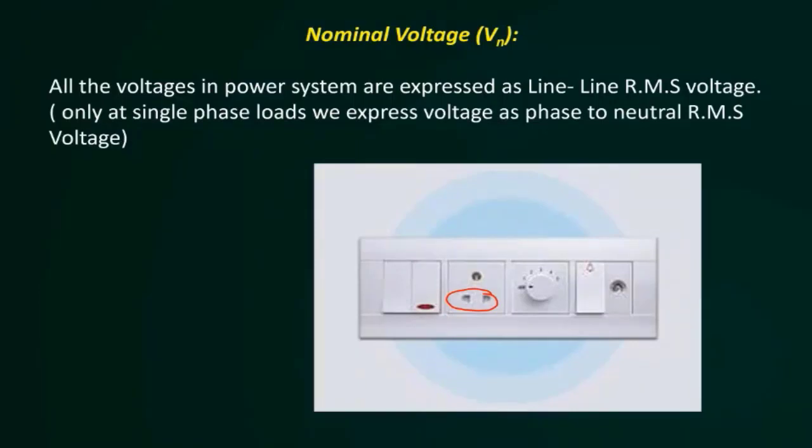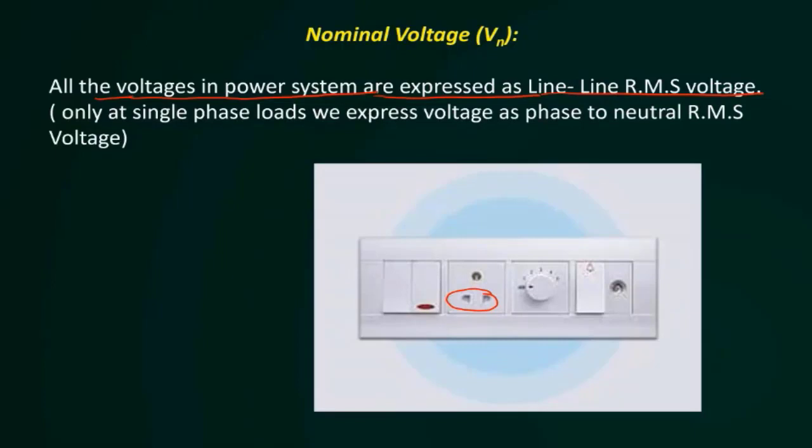Understand? So I hope you are clear about what a nominal voltage is. Nominal voltage changes from one point to another in the power system network, whereas the nominal frequency is constant, which is 50 hertz. Understand? And you remember this very, very important point. All the voltages in the power system network are expressed as line to line RMS voltage.